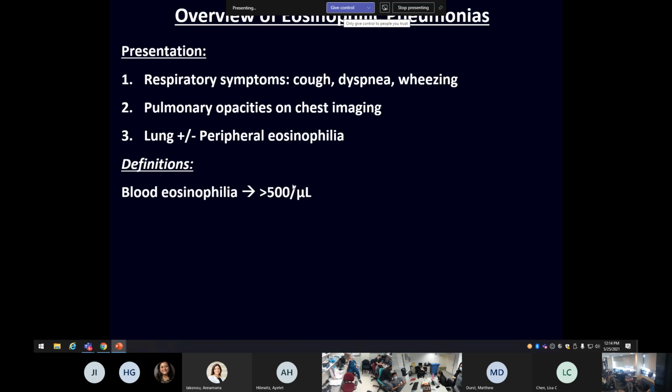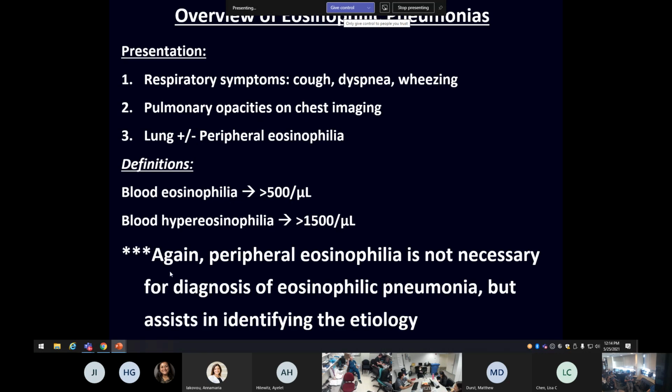So just some definitions important to note. Blood eosinophilia is greater than 500 per microliter. So when you're looking at the CBC and it says eosinophils are 0.5, that equals 500 per microliter. Note this is a little different than asthma. Eosinophilic asthma has a cutoff of 300 per microliter. But blood eosinophilia by definition is greater than 500 per microliter, and hypereosinophilia is considered greater than 1500 per microliter. And like we said, again, peripheral eosinophilia is not necessary for the diagnosis of eosinophilic pneumonia, but assists in identifying the etiology.